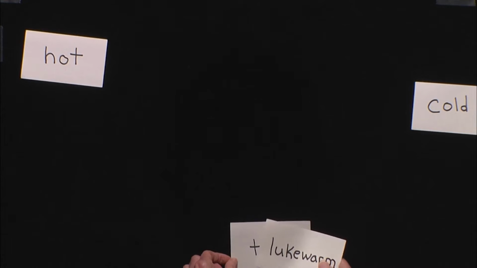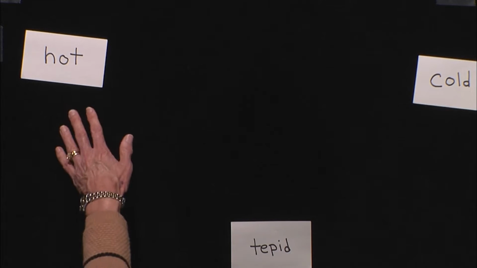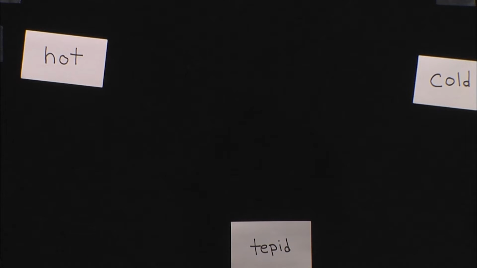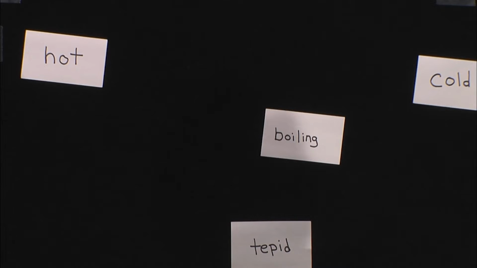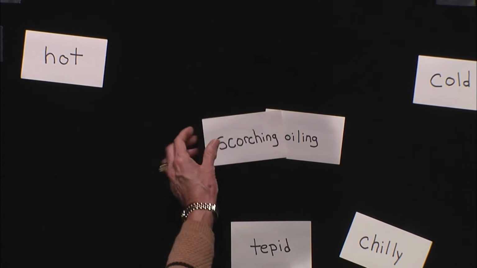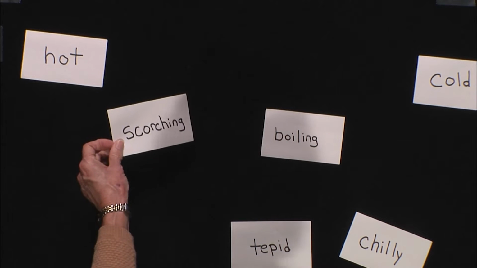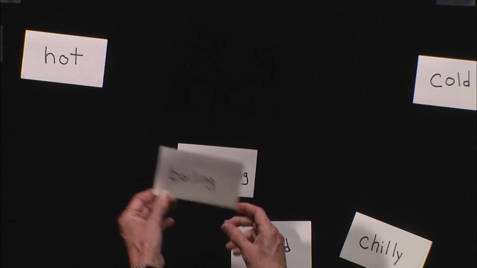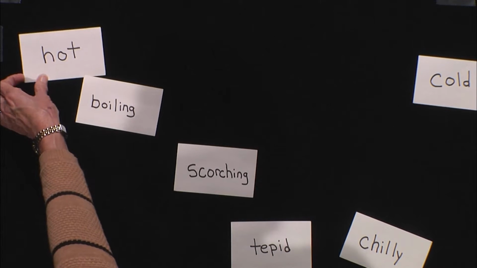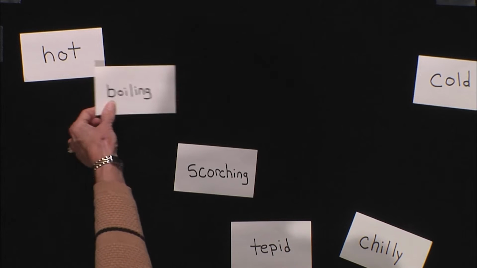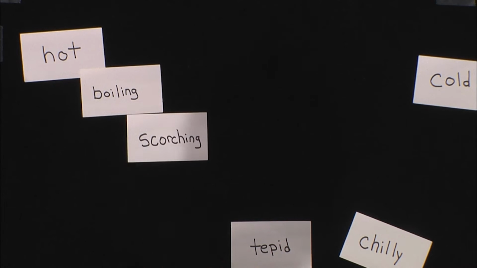Okay, so if I put tepid in the middle, then I'm going to think about what's really hot and what's really cold. Well, my hot words, I have boiling, I have scorching. Those two words. To me, boiling seems a lot closer to hot because I know that's like 212 degrees. So that's super hot. And then I'm going to put scorching after that.